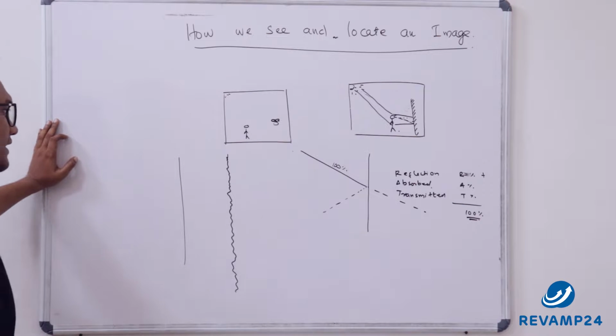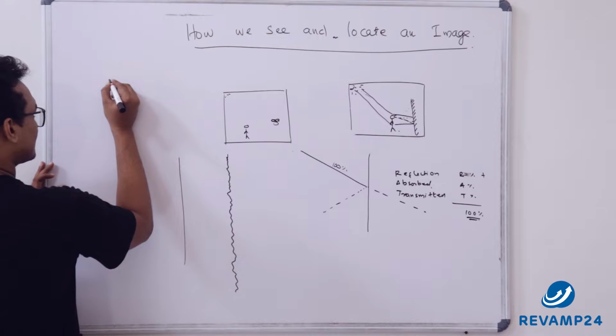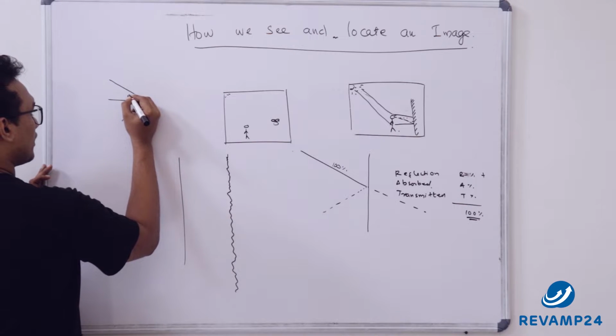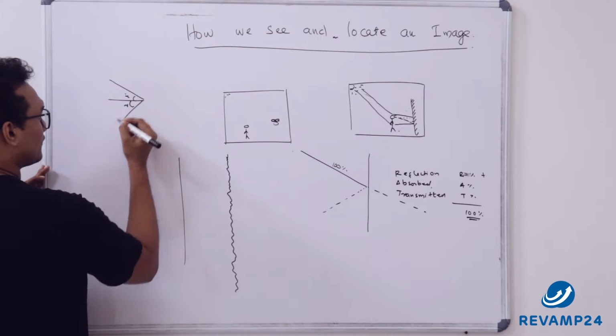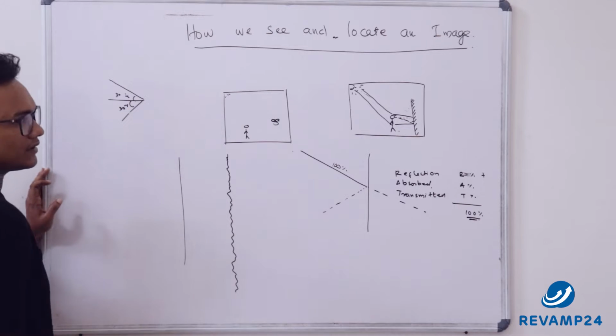Now, you know, in the case of reflection, the angle of incidence is equal to the angle of reflection. This we have learned in the smaller classes. Angle of incidence is equal to angle of reflection. So if this angle is 30 degrees, this angle would also be 30 degrees.